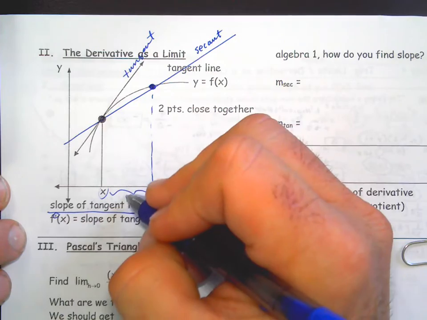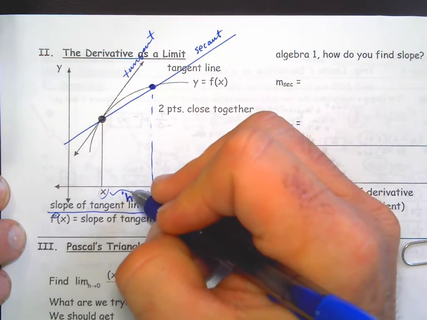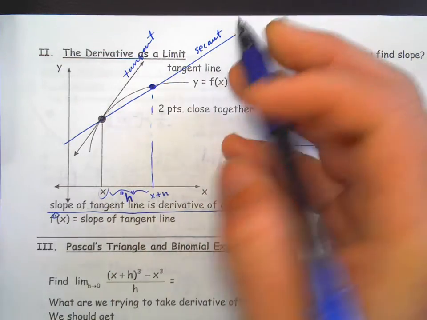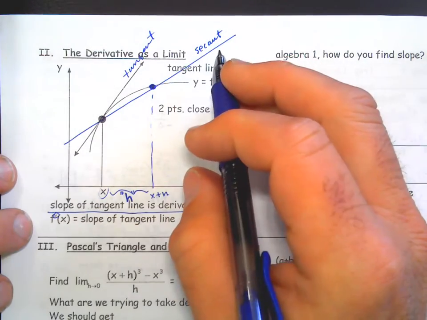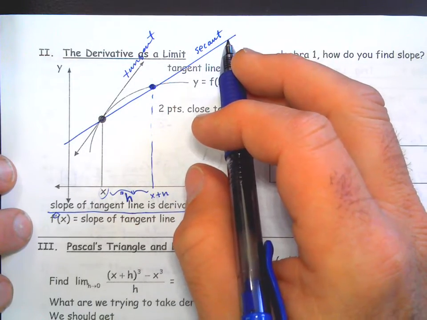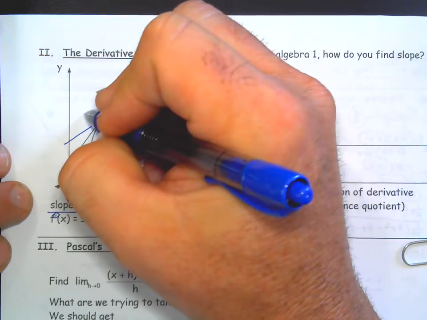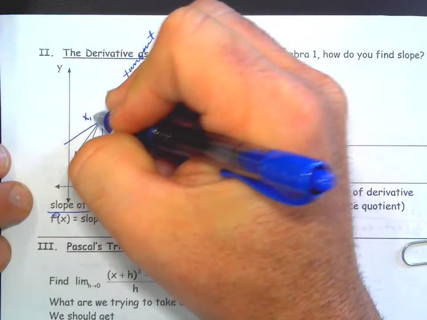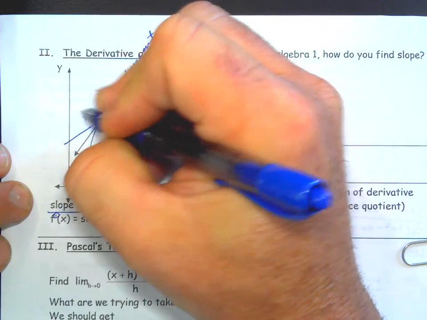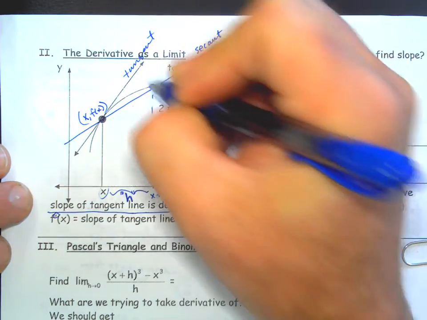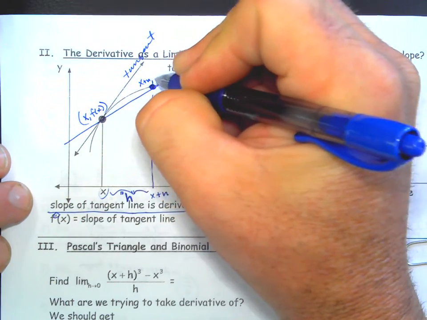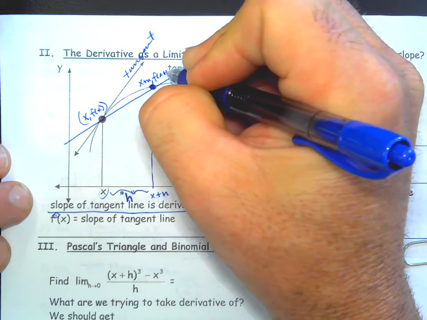So h, by the way, for this small difference between the original, that's a common value that books use and the AP exam uses. Now, to find the slope, we'd say, well, the coordinates here are x, f(x), the y value, right? This function y equals f(x). This one would be x plus h, f(x plus h).